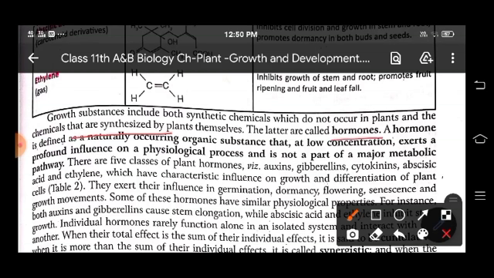So, a hormone is defined as a naturally occurring organic substance that at low concentration exerts profound influence on a physiological process, and it is not a part of a major metabolic pathway. Now, there are 5 classes of plant hormones: auxins, gibberellins, cytokinins, abscisic acid and ethylene. They have great influence on growth and differentiation of plant cells.